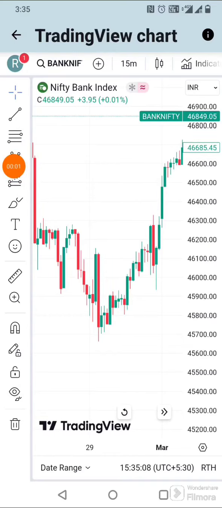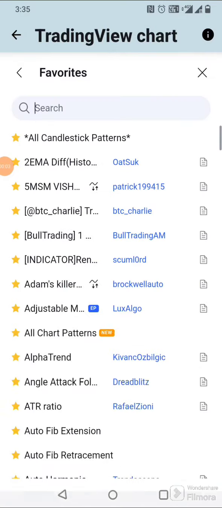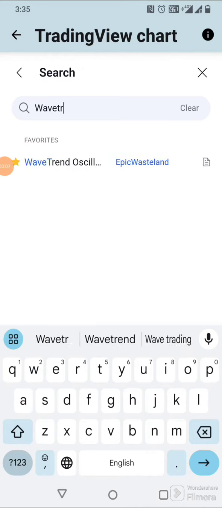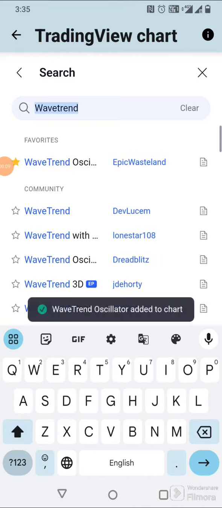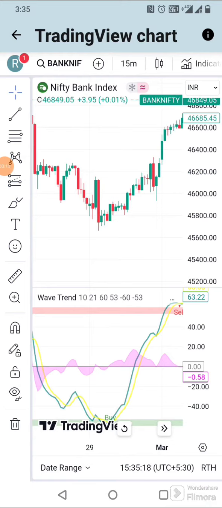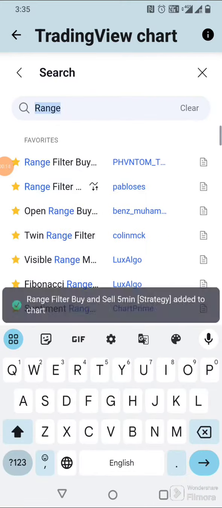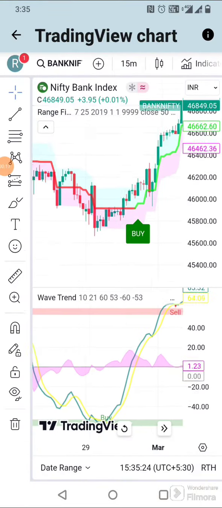Today I'm gonna share with you one more indicator strategy. Go to tradingview.com. In the indicator section, search Wavetrend oscillator. Add one more indicator for more accuracy, that is Range Filter, PAB lossless. Now both the indicators are applied.